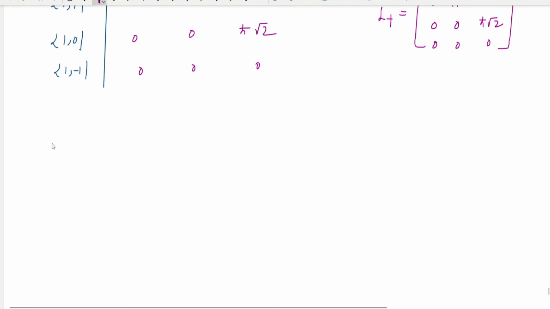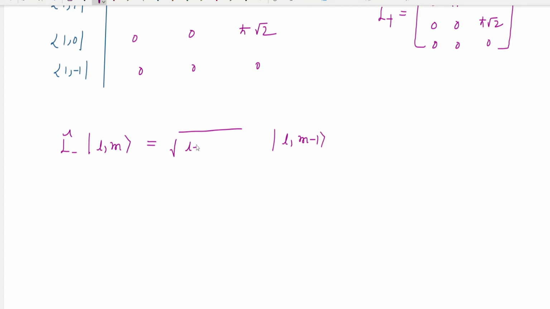Now I'm going to derive L minus. If you apply L minus on this quantum state, it decreases by one state here. Then I can get the eigenvalues. First I take L, m minus 1. So root of L minus m into L minus m plus 1. Okay, then you can get the final formula like this.